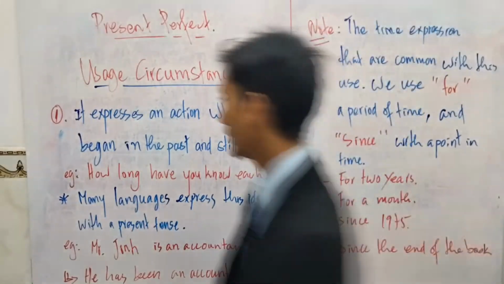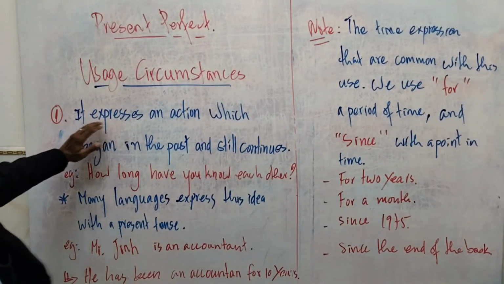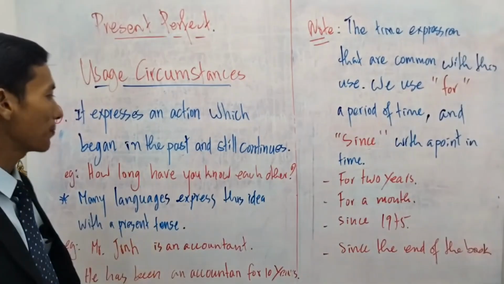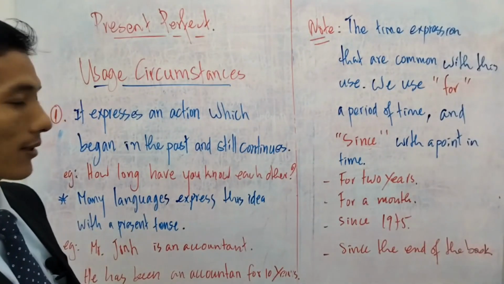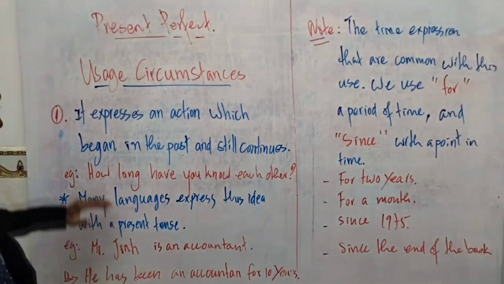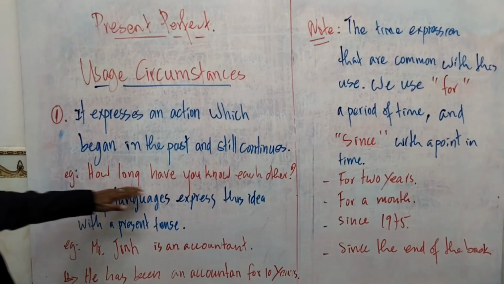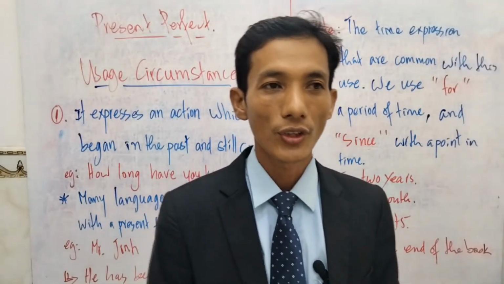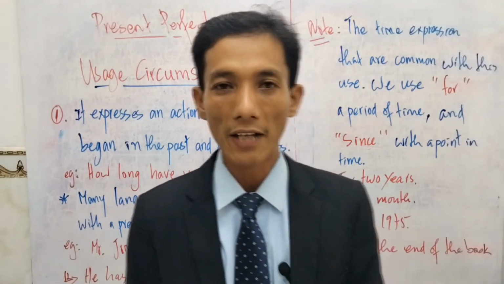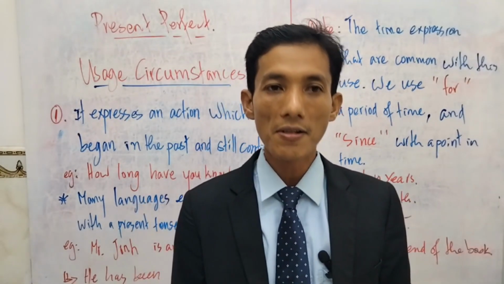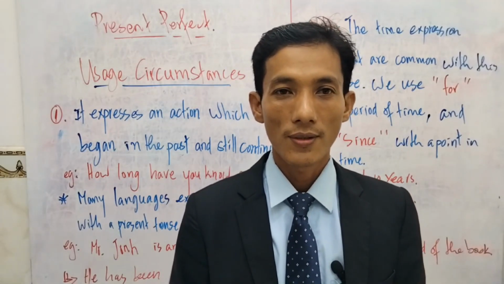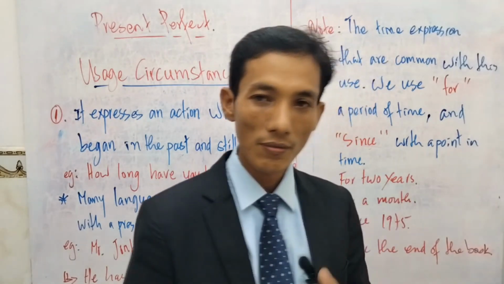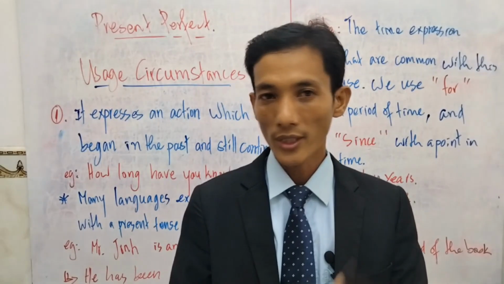Number one, the present perfect expresses an action which begins in the past and still continues. Let's take an example. How long have you known each other? It means that you knew each other in the past and still now, so you are still connected with each other.